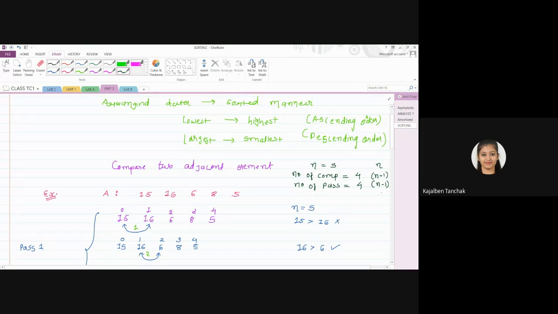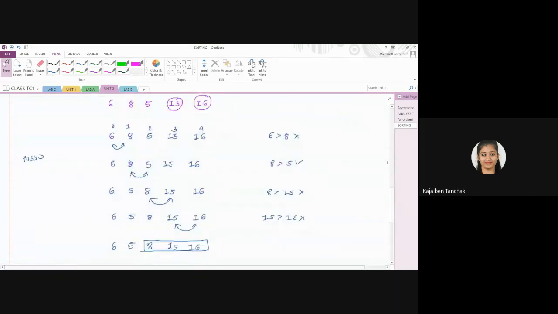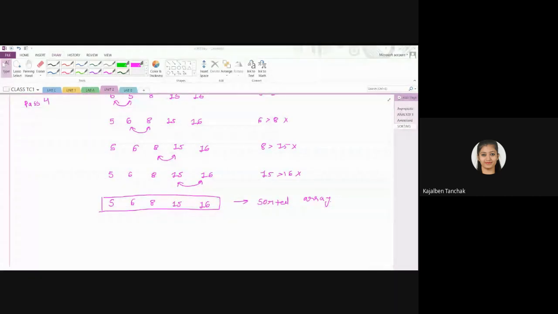ये समझ में आ गया, यहाँ तक सबको समझ में आ गया? Tell me. I think till now everyone is clear, right?